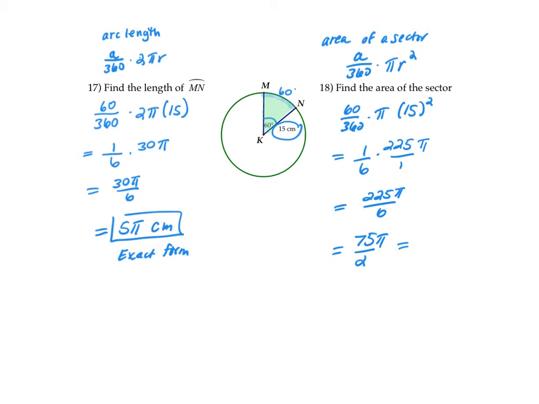If you wanted to, you could write this as 37.5 pi centimeters squared. And that's still an exact answer. There's no approximating. We do see a decimal, but it's a terminating decimal. It ends after the 5, so it's okay to have a decimal in front of pi.